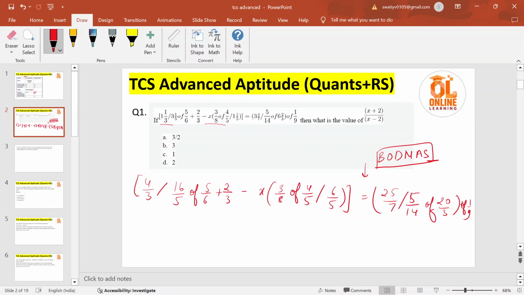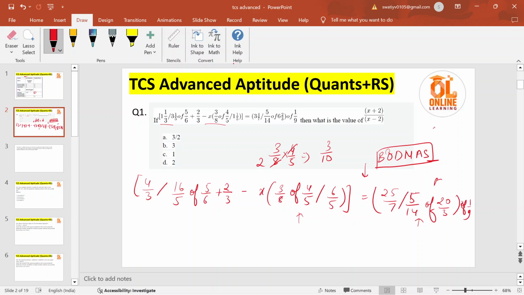Firstly, where these brackets are there, we will solve those first. You can see a bracket is present here and a bracket is present over here. Inside the brackets, firstly we'll solve the of part. In place of of, we'll write the multiplication symbol. So this is 2, so this is equal to 3 by 10. And what about this part?